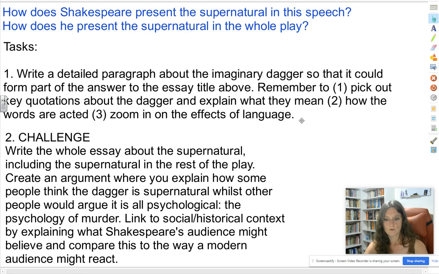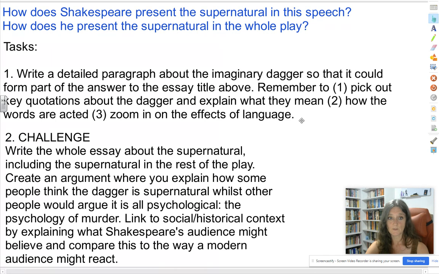You could refer to Patrick Stewart. You could bring in that social historical context that I gave you about the fact that actors would have to be performing a different play every day of the week, maybe on a 2 or 3 week rotation. So the way that Shakespeare tries to make it easy for his actors is by putting those implicit stage directions in. And then thirdly, and really, really importantly, zoom in on the effects of language or the effects of structure. So you could talk about the rhythm there as well, but keep focusing back on how Shakespeare presents the supernatural.